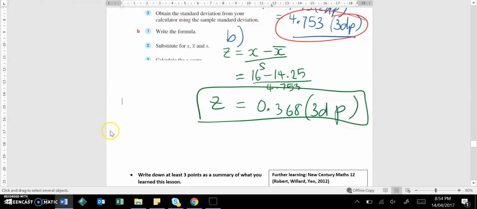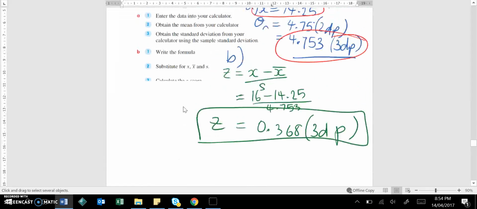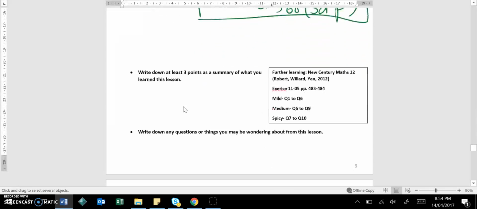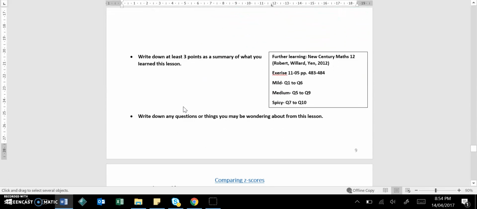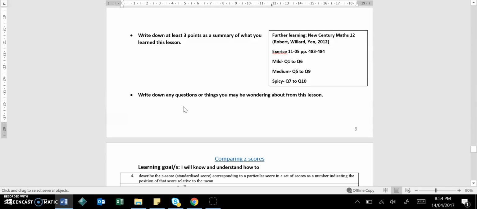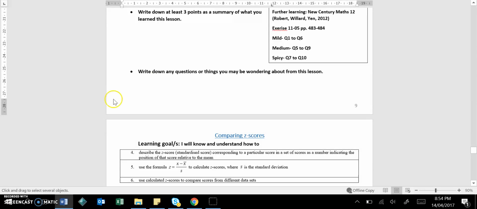Fantastic. That's pretty much what you need to do to work out a z-score in a context or routine problem. You need to make sure you write down some summary points of what you need to know from this section. Note any questions that have come up for you as you've been watching the video, and have a go at some questions from exercise 11.05.